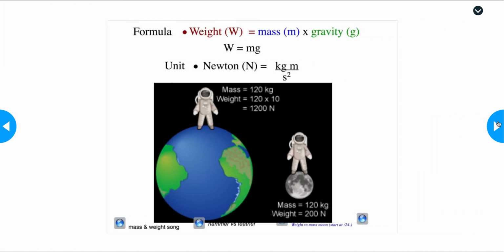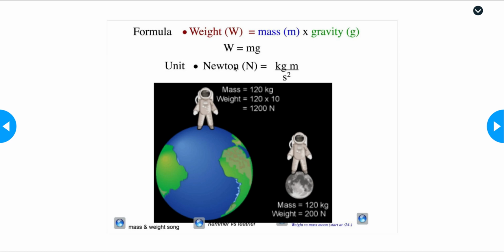All right, so we've been talking about weight versus mass. Let's relate this over to what we were talking about with force. Force equals mass times acceleration. We've discussed the fact that weight is a force, so we can replace force with weight. And we've talked about how gravity is an acceleration, so we can replace acceleration with gravity. What we get is a formula: weight equals mass times gravity, or W equals mg. The unit for this is going to be newtons.